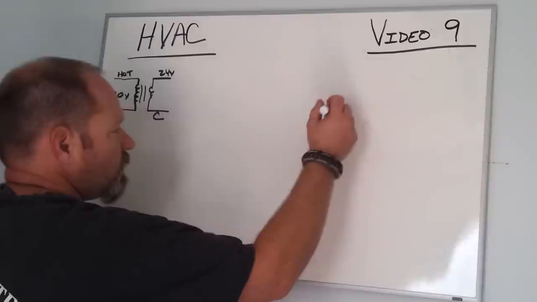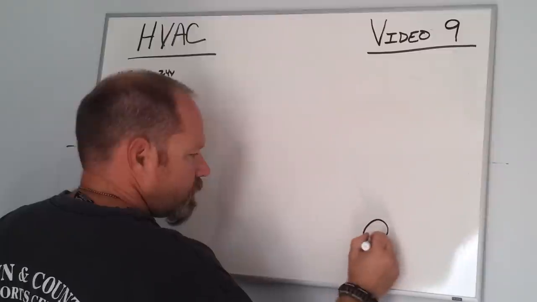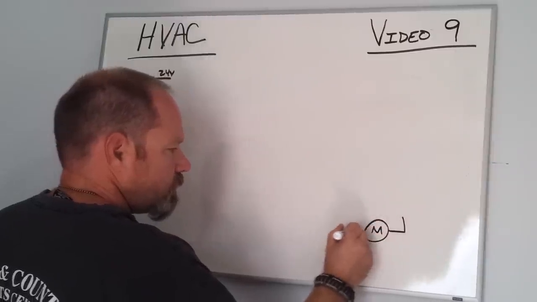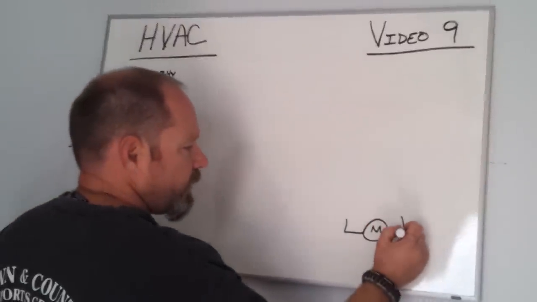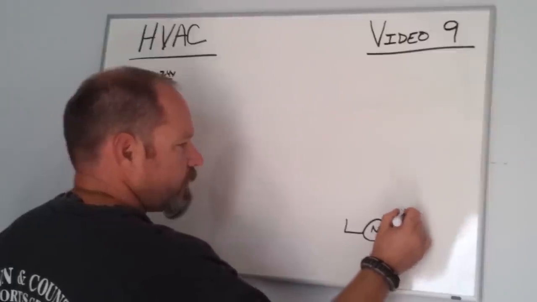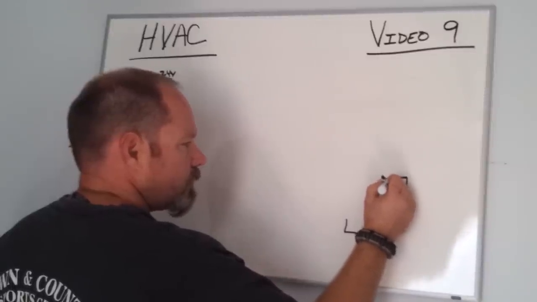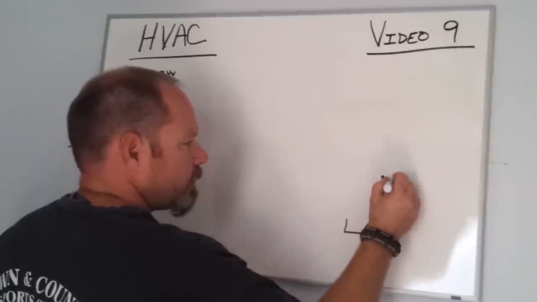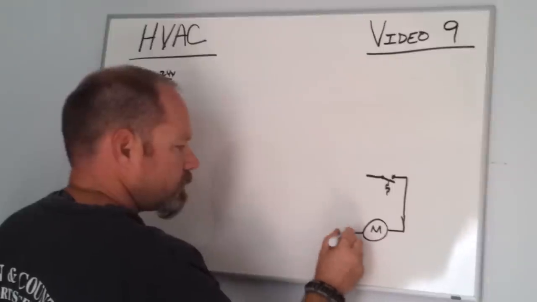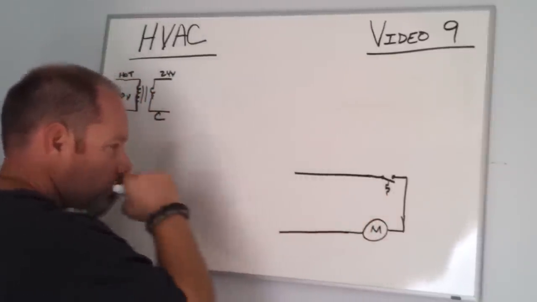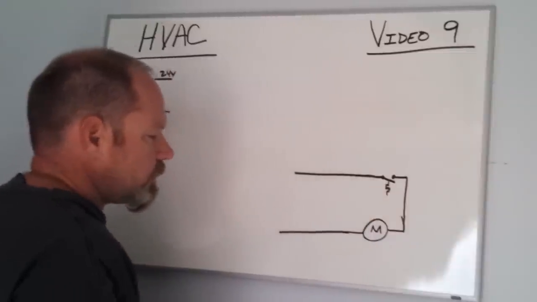What you have in a unit here is you're going to have a fan. Okay, we're just going to draw it as a motor. We got to turn that fan on and off somehow, and the way that fan is going to be controlled is by some type of temperature control. Okay, and that's going to be a close on rise. Okay, so when the temperature inside the furnace goes up, bing, it makes and turns the motor on.